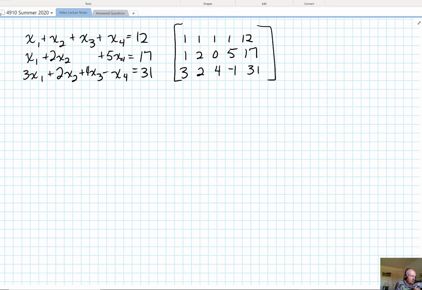Alright, so let's look at another system, not a square system. The one we did before was a 3 by 3 system: 3 equations, 3 variables. Don't get confused that the matrix is not square. What I'm talking about is how many equations versus how many variables. So this is a rectangular system. It's what we call an underdetermined system.